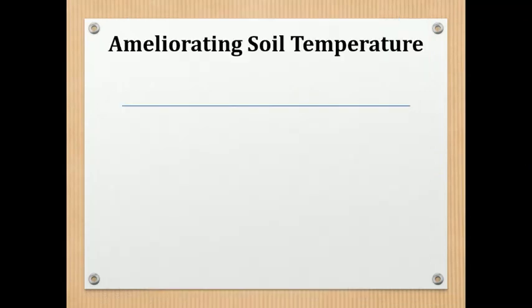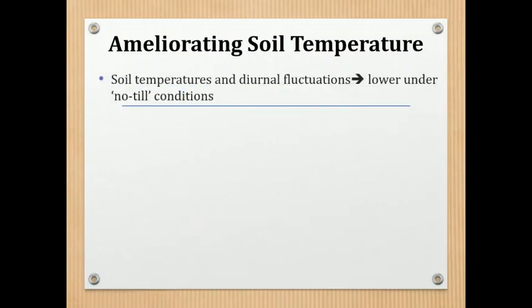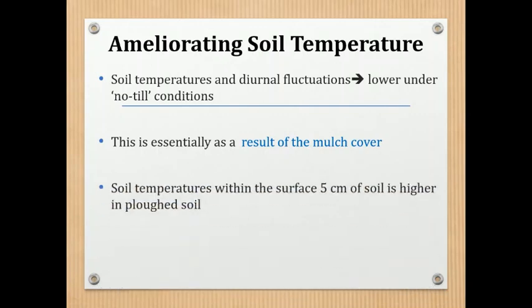Let's look at how the no-till system is helping in ameliorating soil temperature. Soil temperatures and diurnal fluctuations are usually observed to be lower under no-till systems. This is essentially a result of mulch cover. Soil temperatures within the surface 5 cm of the soil are higher in plowed soil than no-till soil.